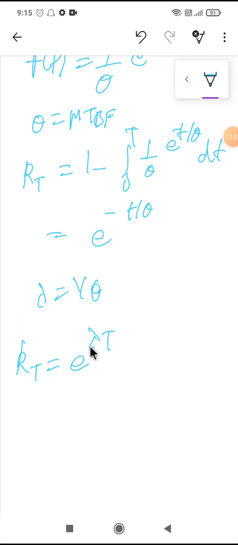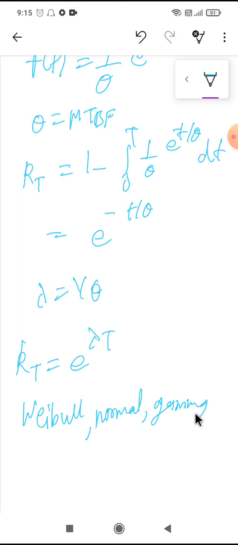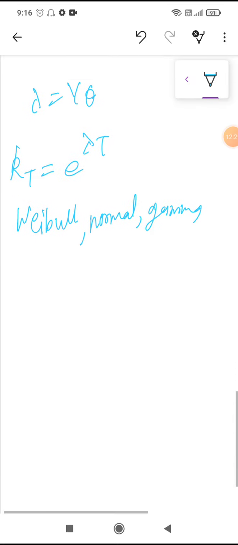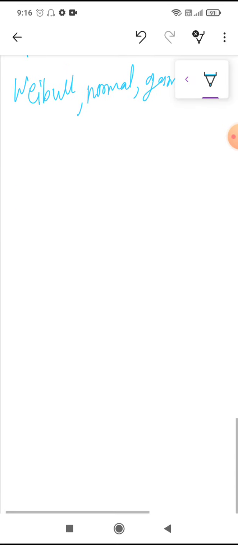If the failure rate is not constant, there are other density functions like Weibull, normal, and gamma, which accommodate most of the patterns in practice. So these are the few equations which we are using for reliability.